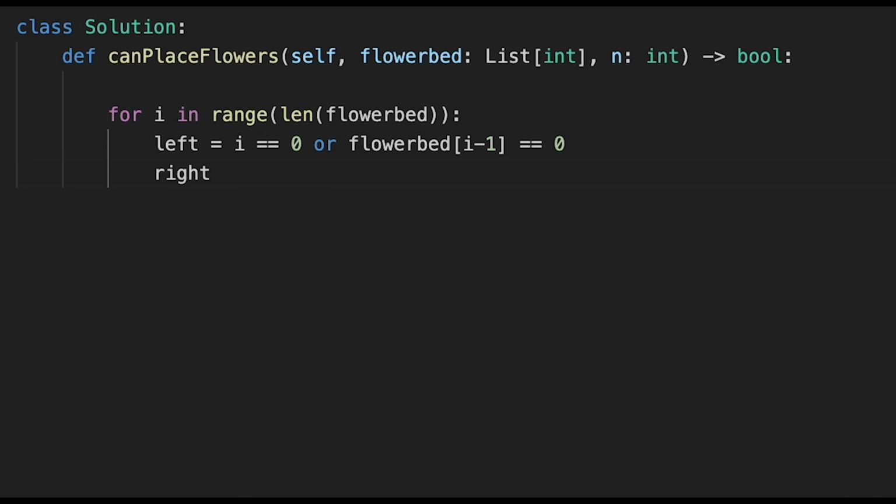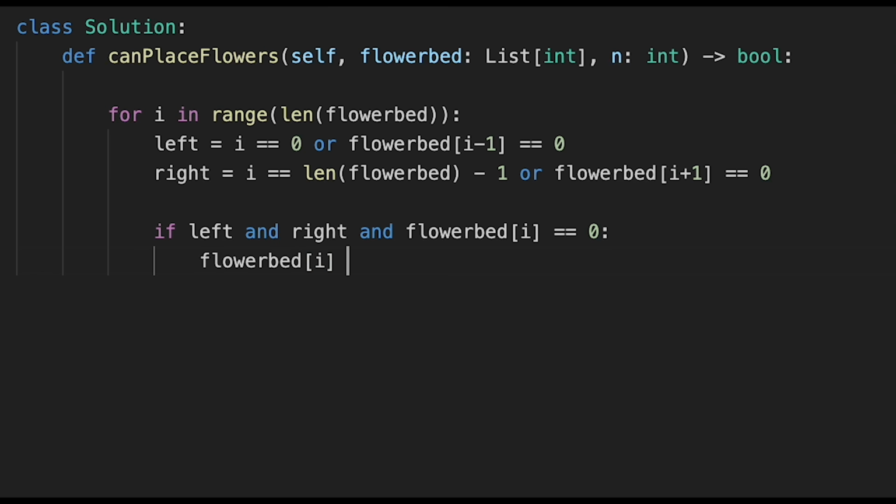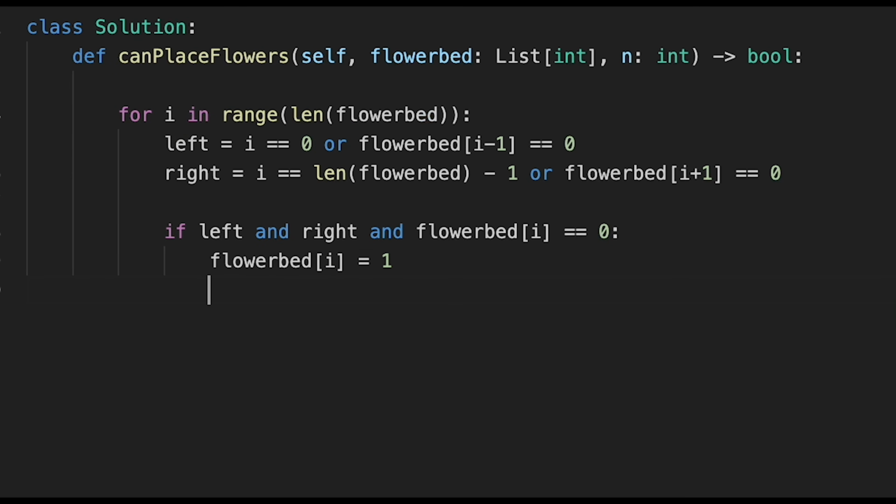And how about the right side? So as I told you, the current index is the last index, so length of flowerbed minus 1, or flowerbed at i plus 1 equals 0. So if we meet one of them, the right side is true. And then if left is true and right is true, and of course flowerbed at current index i equals 0, in that case, we can plant a flower at the current index. So just update the current index to 1. And then subtract 1 from n.